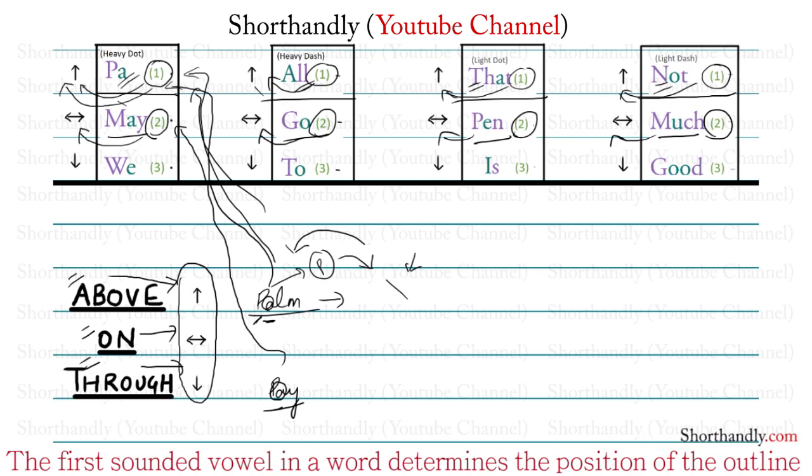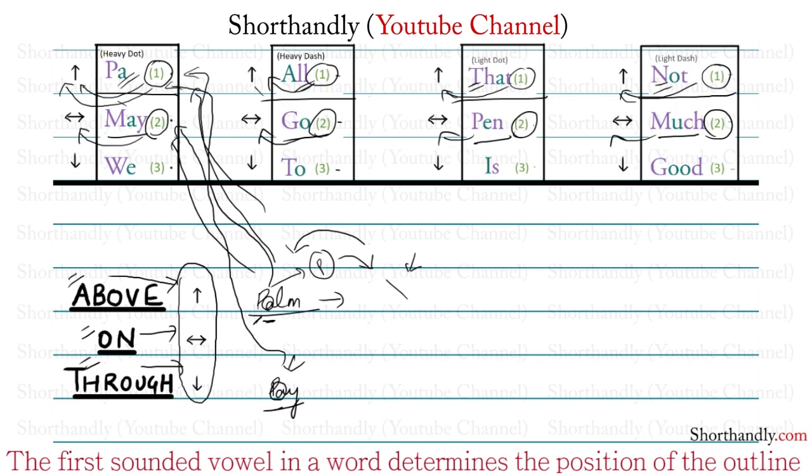So as we have this word "pay", the first vowel sound that we are getting from this word is A, and A is a second place vowel. So this simply means that when the first sounded vowel in any word is a second place vowel, then the outline is written in the second position, or you can also say on the line. Okay, so we have this word pay, and the first vowel sound is A, a second place vowel, as you can see here.